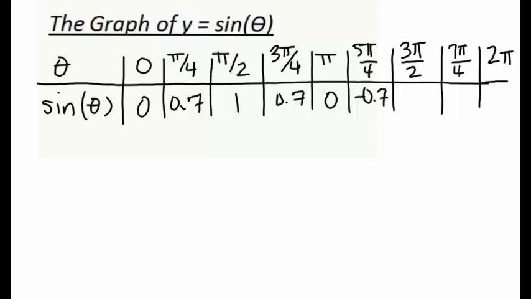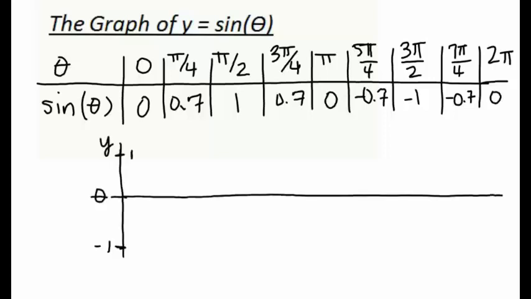Next up is 270 degrees, that's 3 pi by 2, and evaluating that on our calculator, we get negative 1. Next up is 7 pi by 4, which is 315 degrees, and if we evaluate sine of 315, once again we get a value that's close to negative 0.7. And then finally, 2 pi is 360 degrees, and if we evaluate sine of 360, we get a value of 0. Now each of these pairings in our columns gives us a particular ordered pair on the graph of y equals sine of theta.